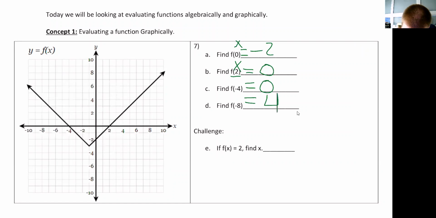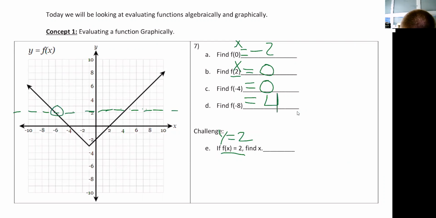Okay, a little bit of a challenge question. Sometimes they might tell you what f of x equals. So remember, they're telling you basically y equals 2. So you want to figure out what x values would give you a y value of 2. How you can do that is, you don't have to draw this, but at least in my head, I look at y equals 2. That would be 2 above the x-axis. And I just look, where does my graph touch it?